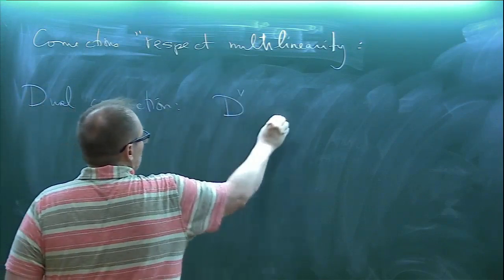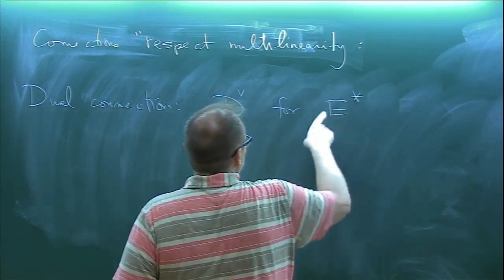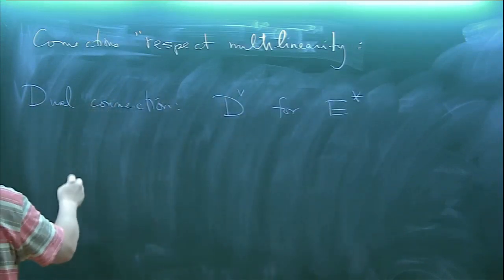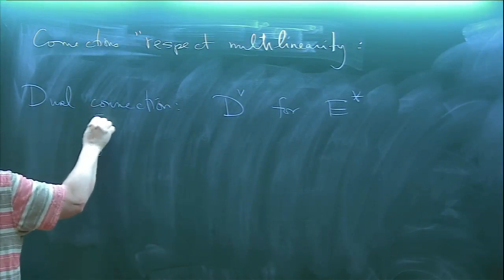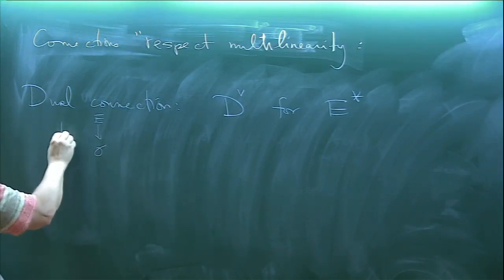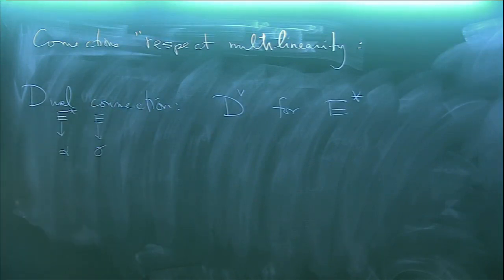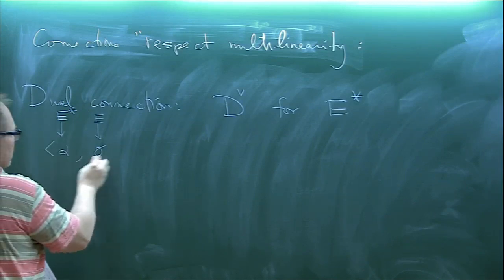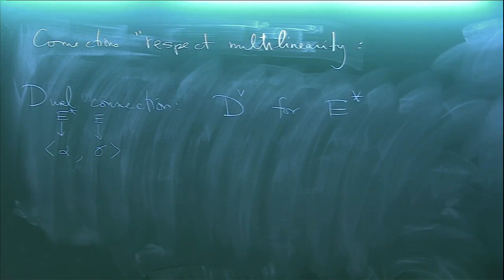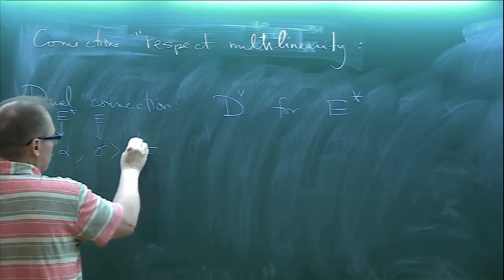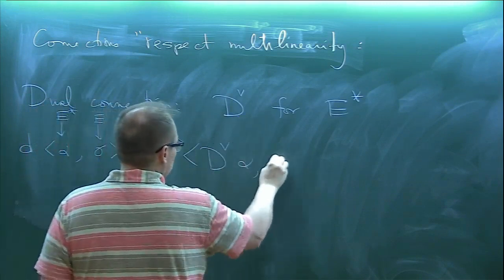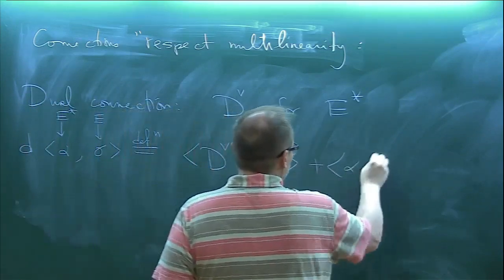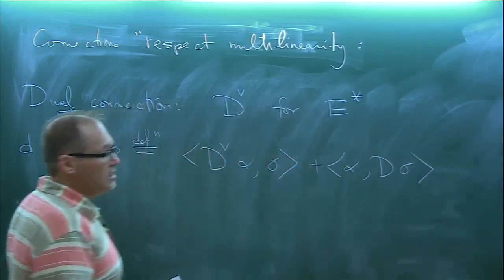So let's say D check for E star when D is given for E. And it's defined as follows. If you've got a section, sigma is a section of E, and maybe alpha is a section of the dual, then you can pair these two things, and you get a function on the manifold. And that function you can differentiate with the exterior derivative. So the rule is, by definition, that what you should get here is the dual connection of alpha on sigma plus alpha d of sigma.